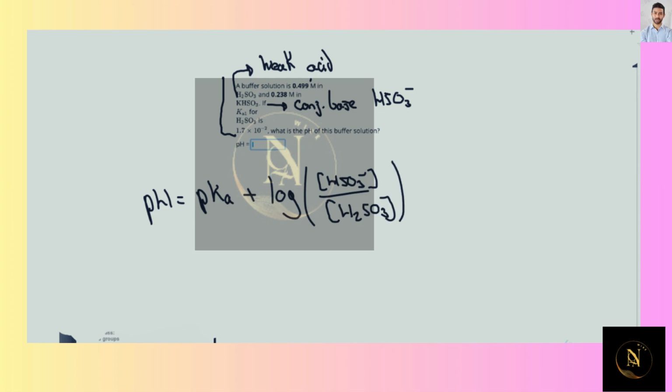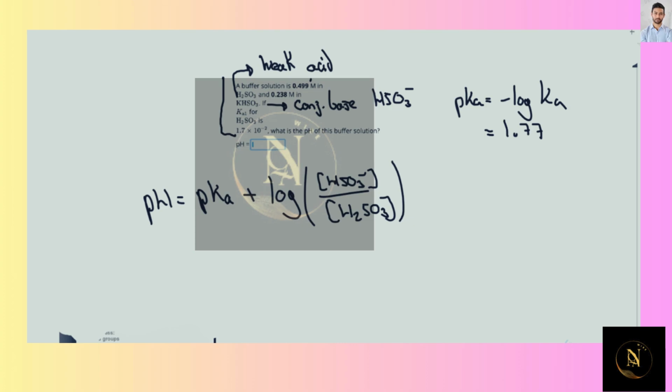We want to know the value for the pKa, and remember that the pKa is going to be equal to minus the logarithm of the value for Ka. In this case, the pKa is going to be minus the logarithm of 1.7 times 10 to the minus 2, which is 1.77, rounding up to three significant digits in this case.